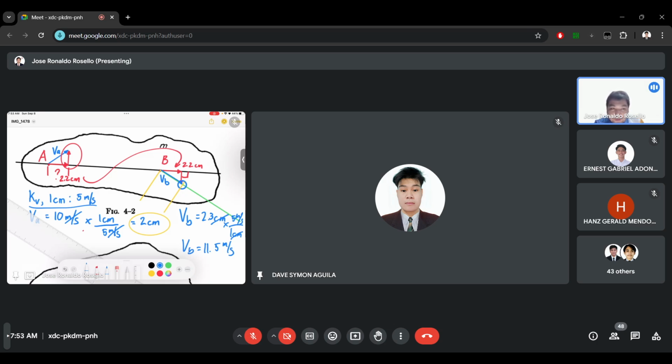So again, resolution and composition method. By having given the velocity A, 10 meters per second, and given also the velocity scale of 1 centimeter is to 5 meters per second, we will know how long we will draw velocity A. We have to multiply the velocity A with the velocity scale, and we arrived at 2 centimeters. So I drew the 2 centimeters in the figure.